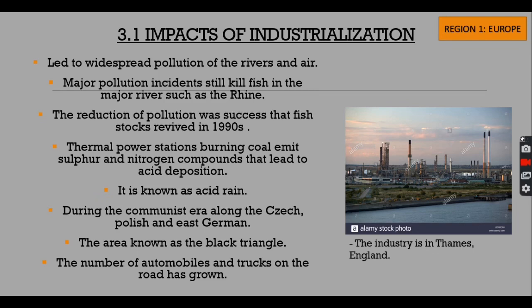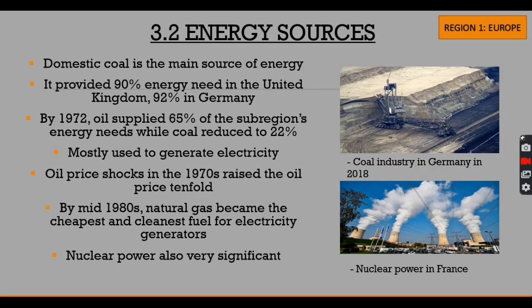Beginning in the 1990s, this acid rain and its effects were greatly reduced, and the alpine forests were successfully recovered. Even as industrial pollution has declined, the number of trucks, cars, and all automobiles has grown. So the second one is energy sources.